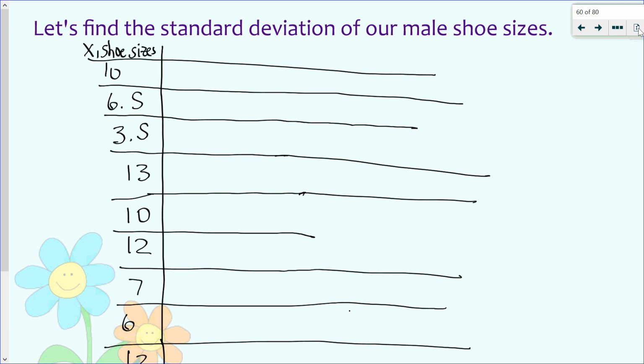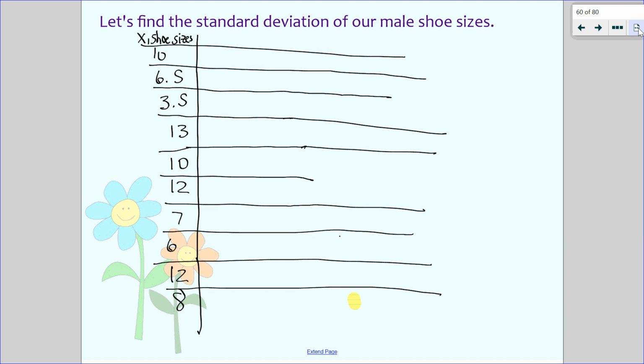So the first thing we do is write down our data. We're all going to want this in our notes so we have an example. X is just our data. Now what we have to do is calculate the mean. So what I'd like you all to do is calculate the mean of the data.